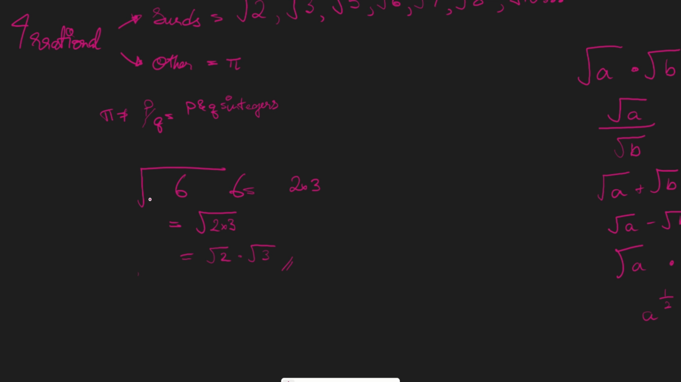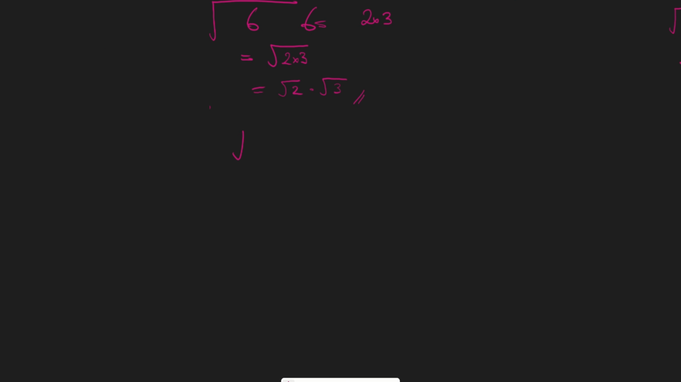Now, when we consider something like root of 8, 8 can be written as 2 into 2 into 2, or 2 into 4, or 8 into 1, but that doesn't get us anywhere. We're not going to consider this. So let's consider 2 into 4, because that's the simplest. Root of 8 can be written as root of 2 times 4, and root of 2 times 4 can be written as root 2 times root 4.